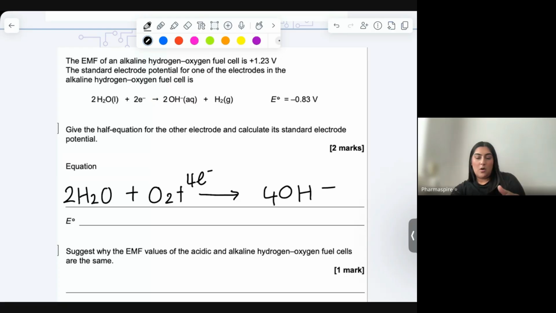So you know that you've got 1.23, and then you've got minus 0.83. You can work that out.